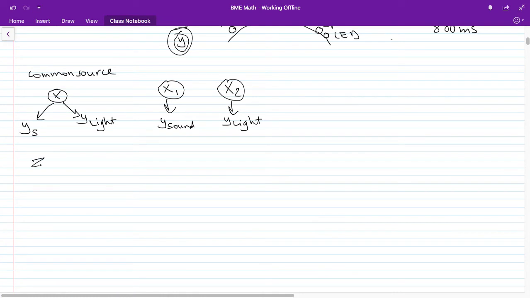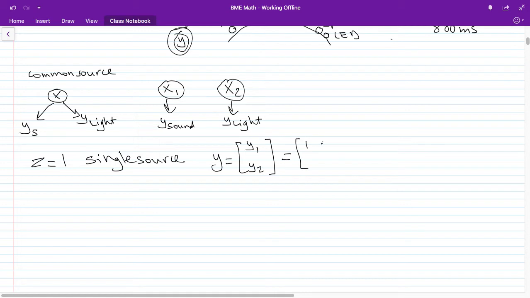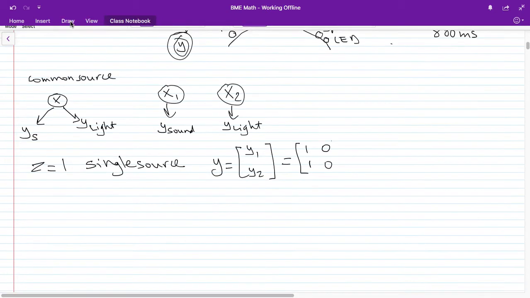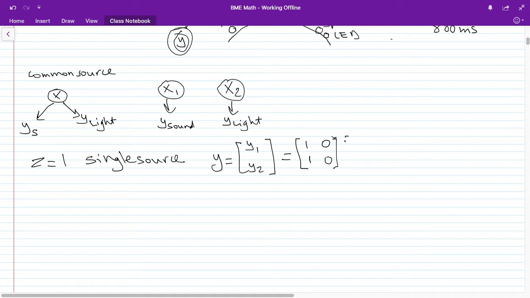Let me call Z a random variable. If it's equal to 1, I have a single source. What that means is that my Y1, Y2, the two things that I'm measuring, are coming from the same thing. So some C matrix, 1, 0, 1, 0, and here's my X, X1, X2. So it's just measuring X1 plus some noise epsilon. So that's if it's a single source.